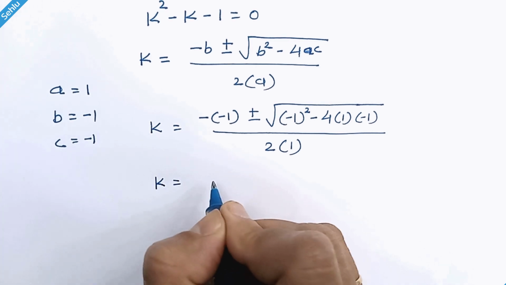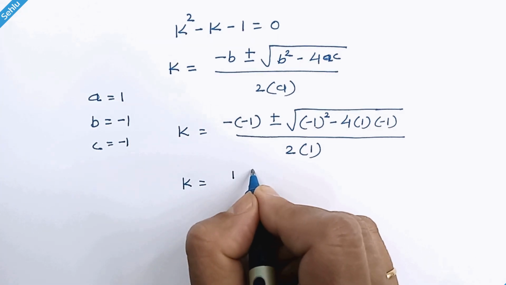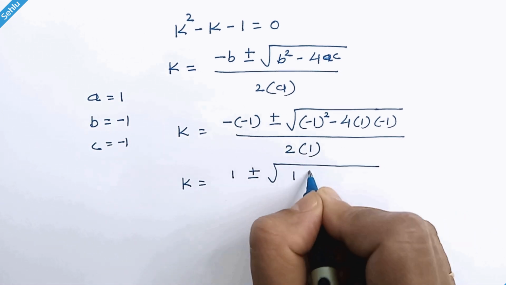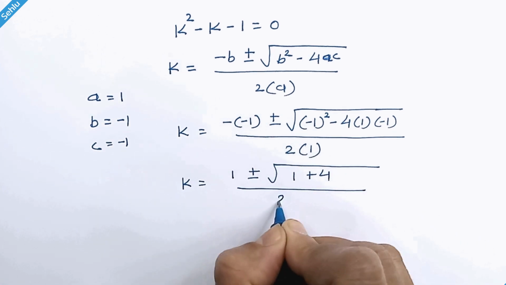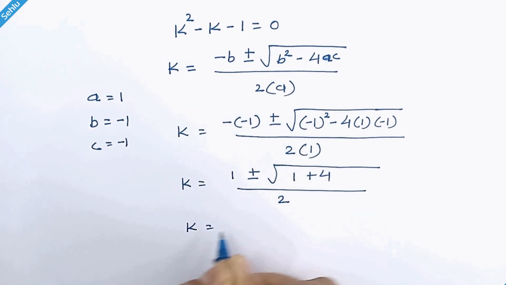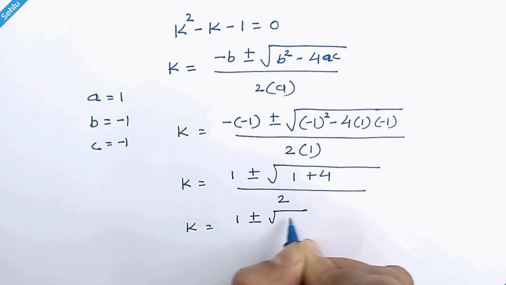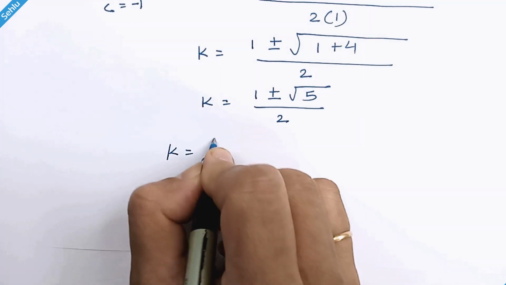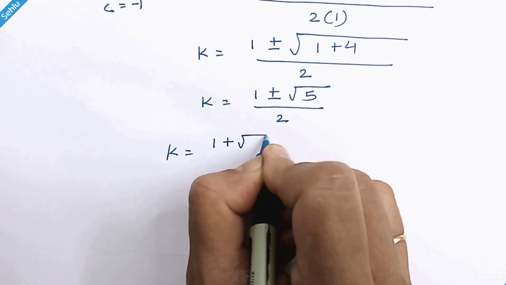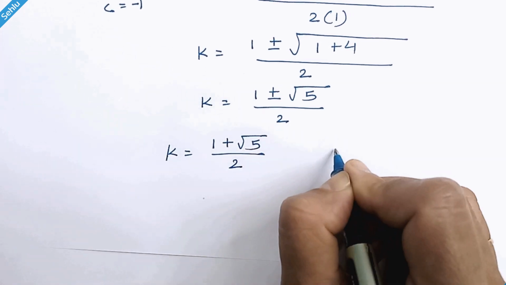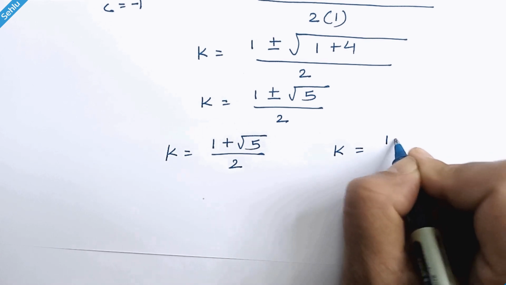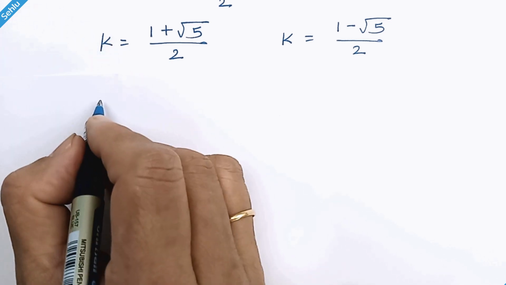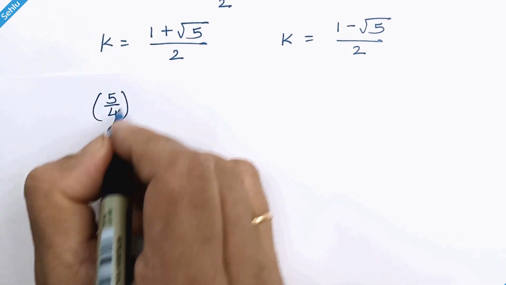So here we have k is equal to 1 plus or minus square root of 1 plus 4 over 2. So it will be k is equal to 1 plus or minus square root of 5 over 2. So we have k is equal to 1 plus square root of 5 over 2 and k is equal to 1 minus square root of 5 over 2. Now k was taken for 5 over 4 whole raised to x.